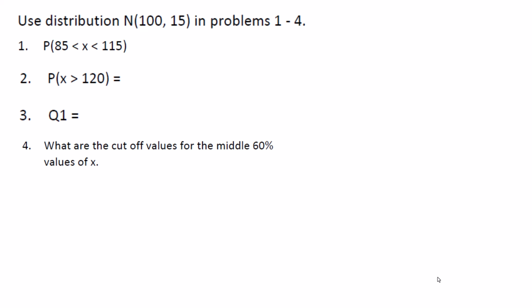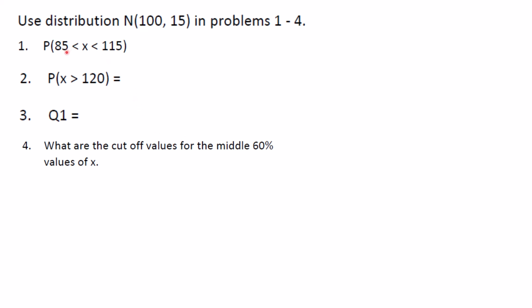We're using a model where it's a normal shape. The mean is 100 and the standard deviation is 15. And you can kind of see that near the top here. So let me go ahead and get my little laser pointer right there. There's our model. And we're looking at some probabilities between 2 values, probability greater than a value, Q1, which is 25th percentile, and then the middle 60%.